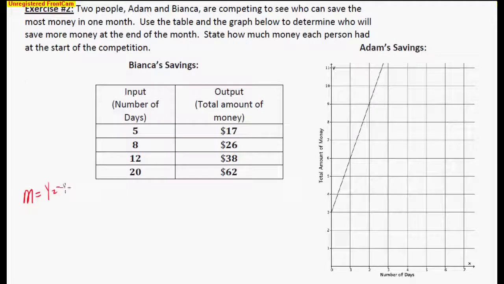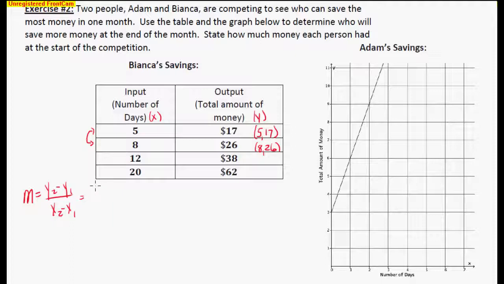All right, so I'm going to put my slope equation up here. My slope equation looks like this. And I'm just going to pick 2 of these points. I'm going to take these first 2 here, and this would be my x, and this would be my y values. So if I made a coordinate pair out of this, this would be 5, 17, and this one would be 8, 26.